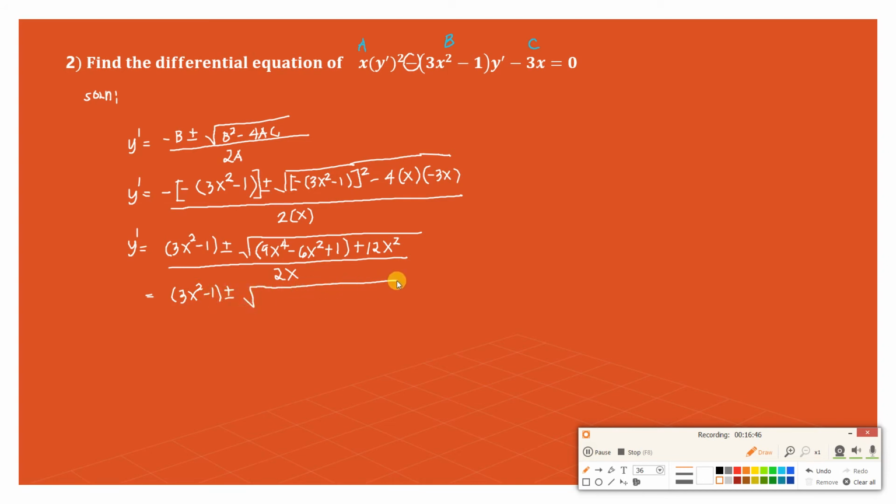Pwede natin ma-simplify yung loob ng radical. So, yung parenthesis na yon kahit wala na siya, no? Kasi positive naman yung sign bago mag-open parenthesis, no? Yun yung rule natin, eh. Bago mag-open parenthesis, pag positive, pwede nang tanggalin. So, we can remove it. So, para siyang 9x to the fourth na lang.